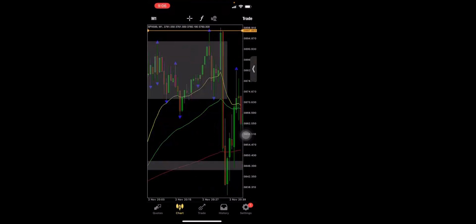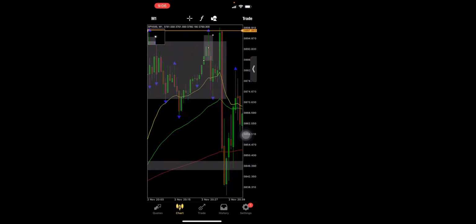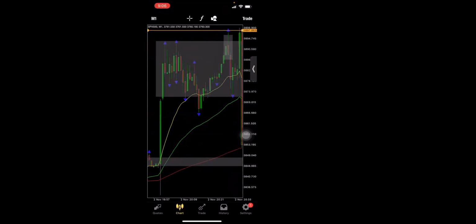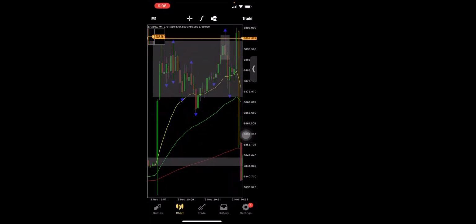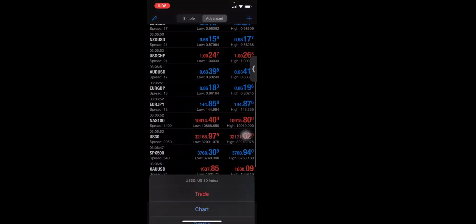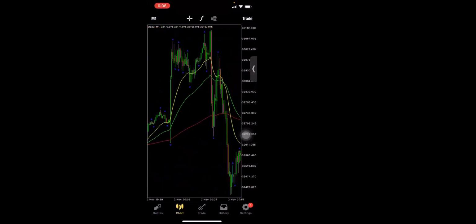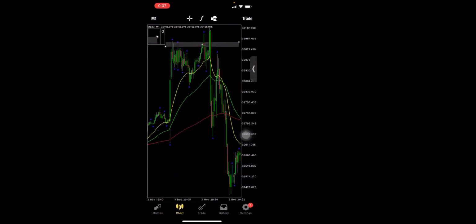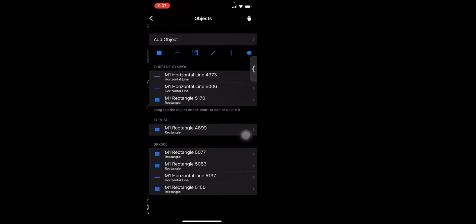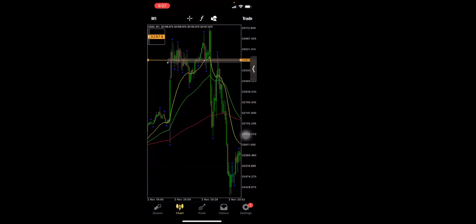Basically, let me put this orange line. This is the area where I got in. Wait, this is SPX. Hold on, I was in US 30. Let me go to this one. So this is where I was in, at 32,972 around this area. I entered my trade here.